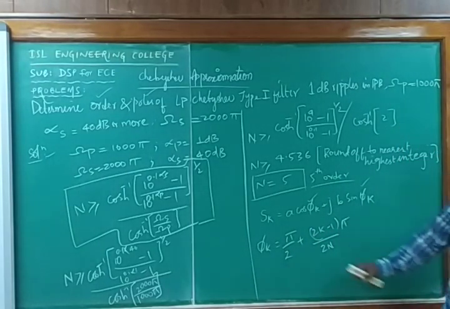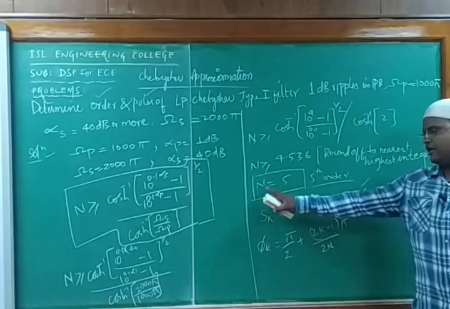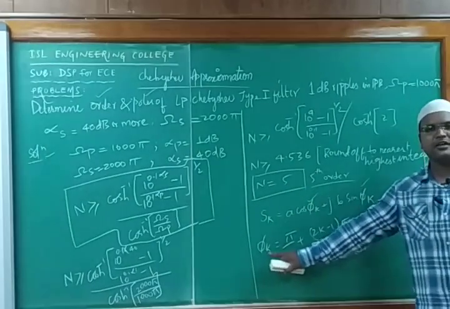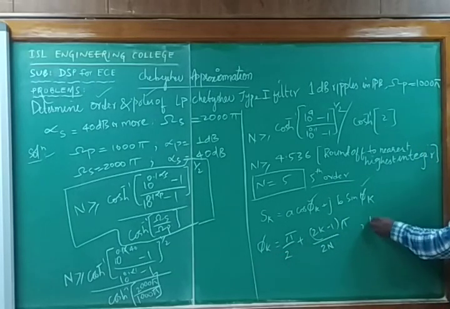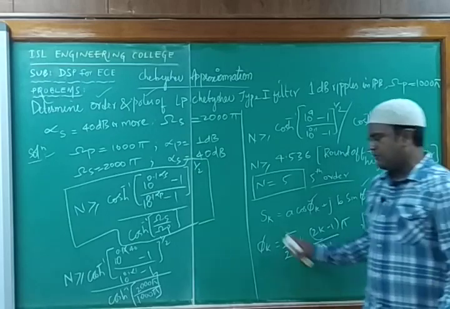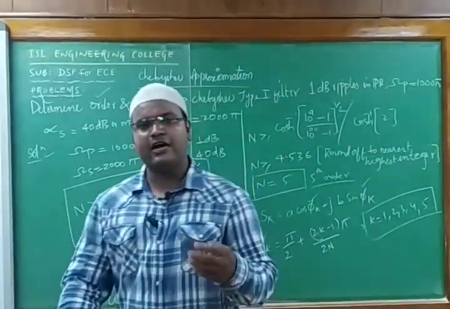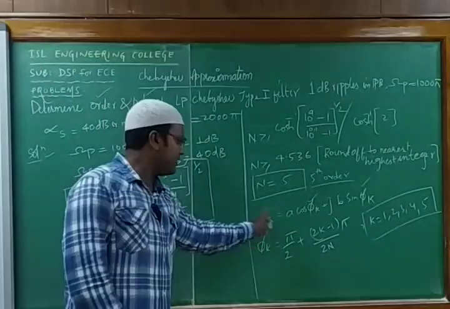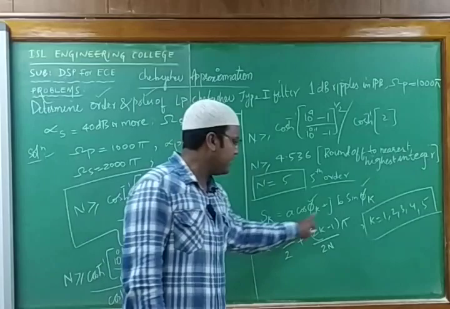So what are the k values we need to use? How many values do we need to take? Since n is equal to 5, k starts from 1, 2, 3, 4 and 5. So these 5 cases we need to substitute in order to get the particular poles. They did not ask to find the coefficients a and b.